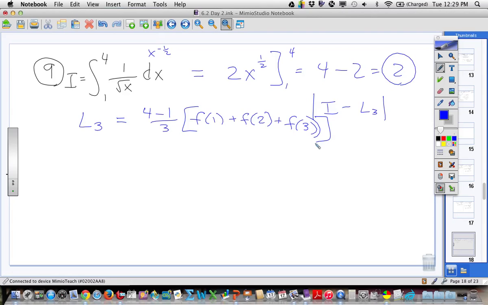But you should have that on your paper. Now, you don't have to do the F notation if you don't want. If you wanted to actually plug those in directly, plug in a 1, that would be 1. Plug in a 2, that'd be 1 over root 2. Plug in a 3, that'd be 1 over root 3. If you had that written in the parentheses instead, that's fine, and then you should go ahead and type that into your calculator.